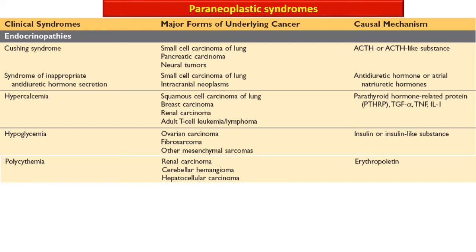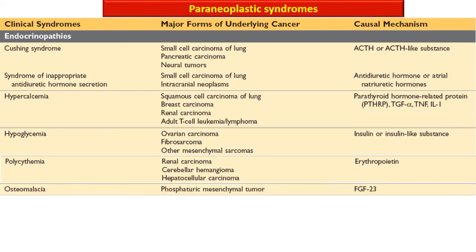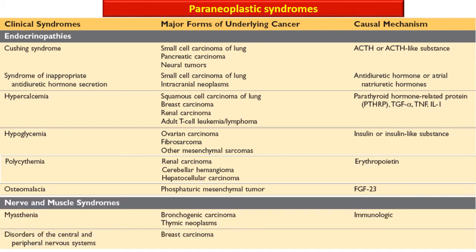The polycythemia is due to excessive release of erythropoietin, and it is present with renal carcinoma, cerebellar hemangioma, and hepatocellular carcinoma. Osteomalacia is due to excessive secretion of fibroblast growth factor 23, and it is seen in phosphaturic mesenchymal tumors.